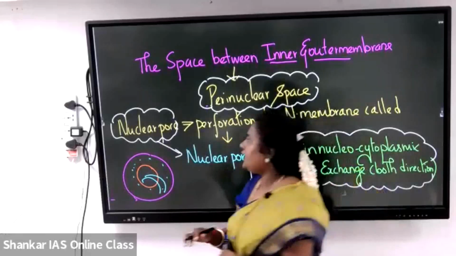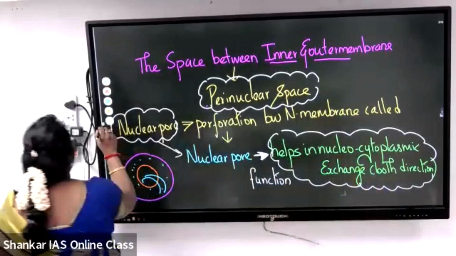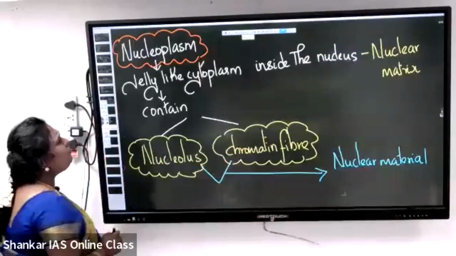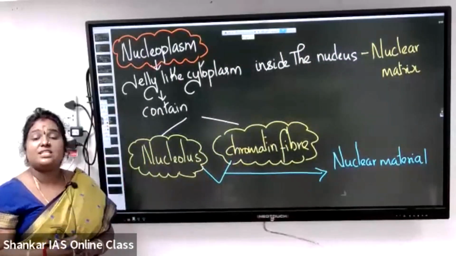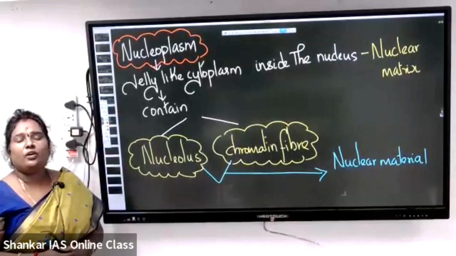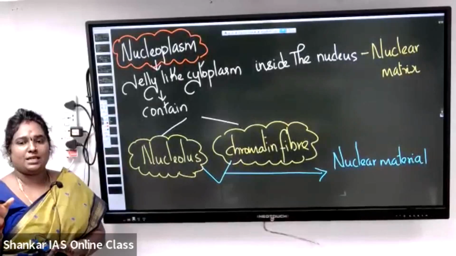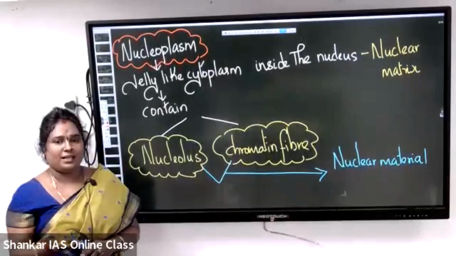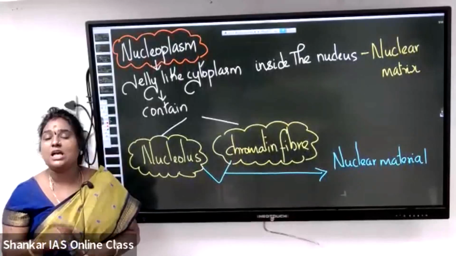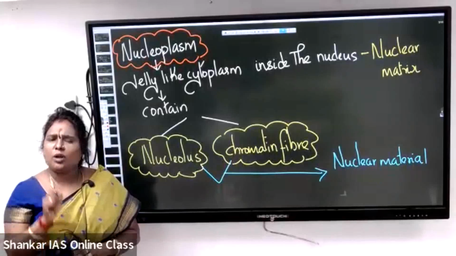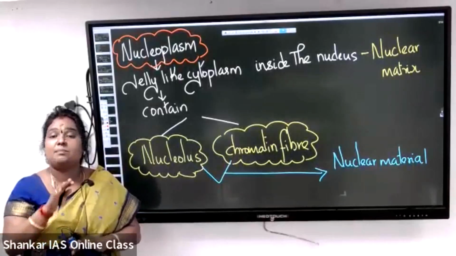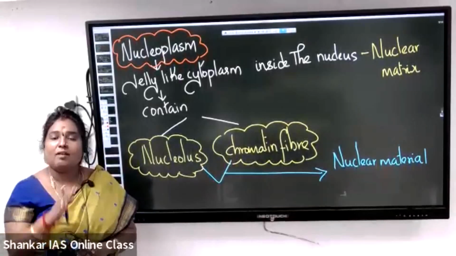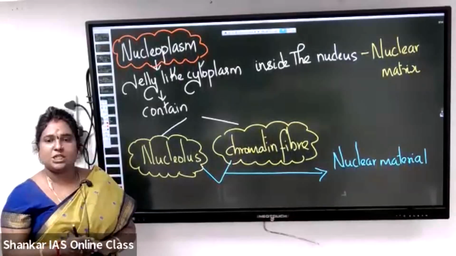Fine. Now we come to the next part. What is a nucleoplasm? When you come to the nucleoplasm, what do you mean by it? As we have discussed earlier in the picture, the jelly-like cytoplasm present inside the nucleus, we call it nucleoplasm. In other words, we call it the nuclear matrix. So what is the function of a cytoplasm? It is the place where all the metabolic reactions take place.